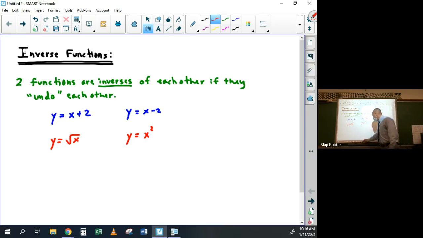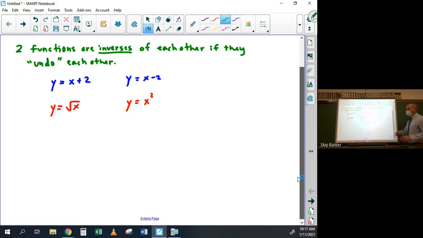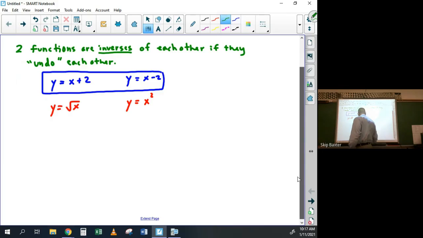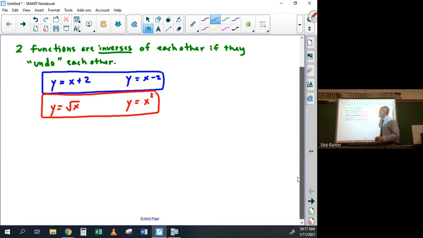Okay, so there's actually a way you can define this more analytically rather than intuitively, like, yeah, it's obvious they undo each other. I was thinking that you were saying that square root of x undoes x. Oh, I got you. No, I'm saying like these two are inverses of each other, and these two are inverses of each other. No, that's a good question.